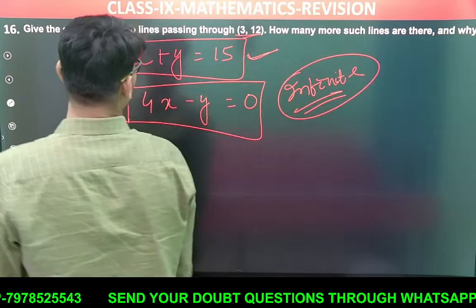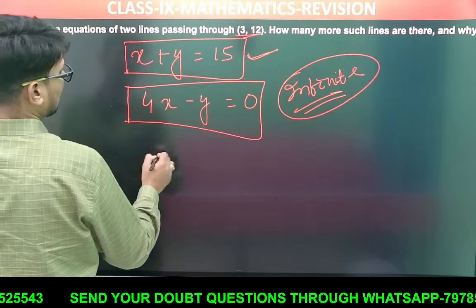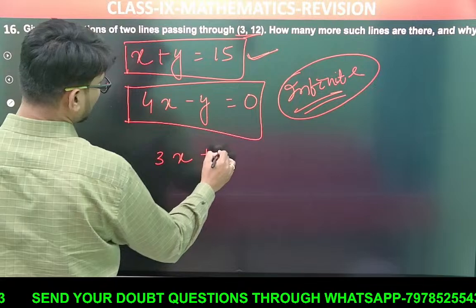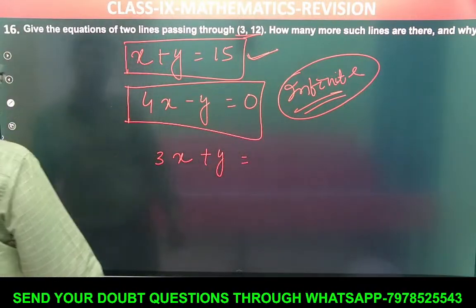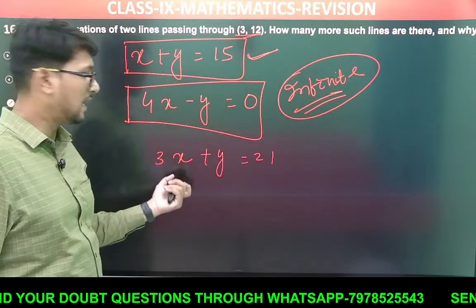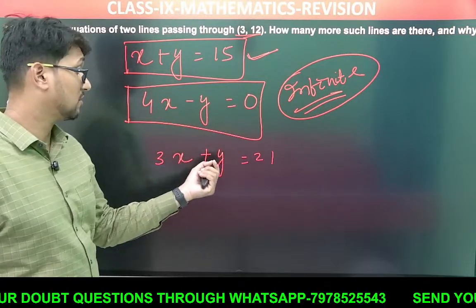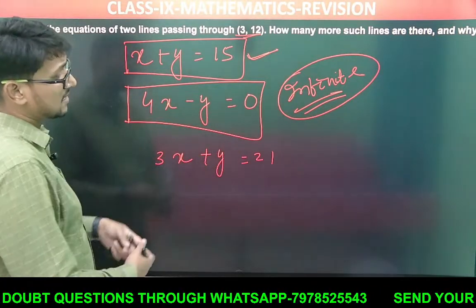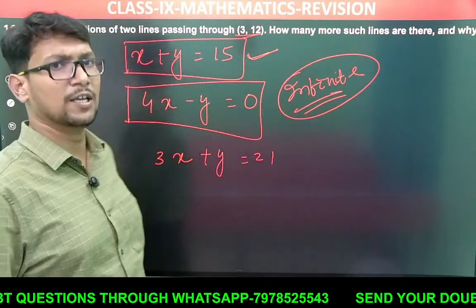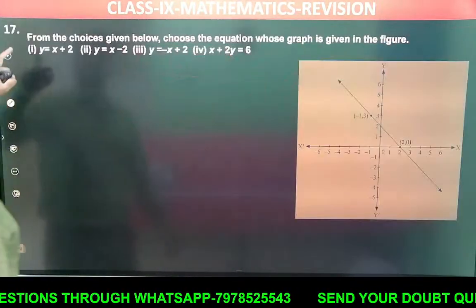So one more, if you want, I can write now. I am going to write 3x plus y is equal to 21. Check. 3 into 3 is how much? 9 plus 12 is 21. So LHS equals RHS. Similarly, infinite number of equations we can write which pass through (3, 12). I hope it is clear, everyone. Right or not? If you have a doubt, you can ask. Okay, let us move on.